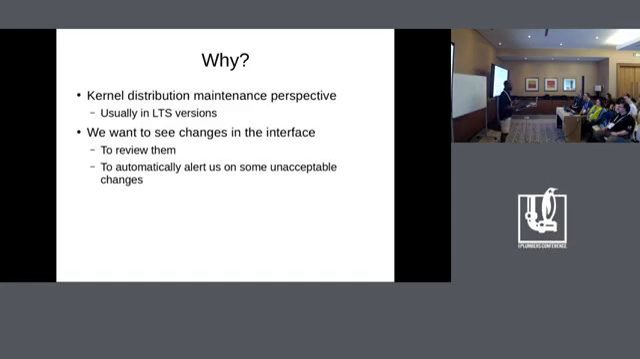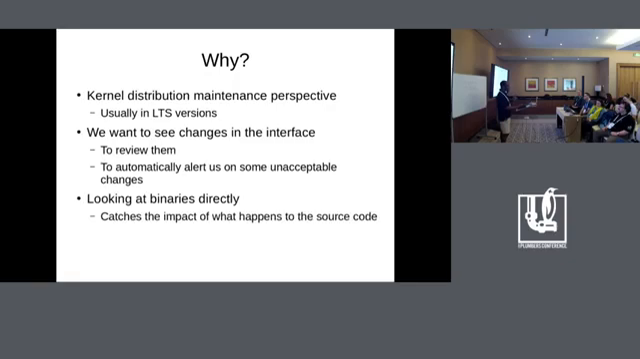So we look at the binaries directly as opposed to looking at source code, because by doing that, we capture not only what's carried by the source code, but also all the stuff that happens to the source code after you've written it. Like if you change, I don't know, the toolchain, that might impact it. So if you just look at the source code, you might miss all those things. That's the perspective we're taking here.